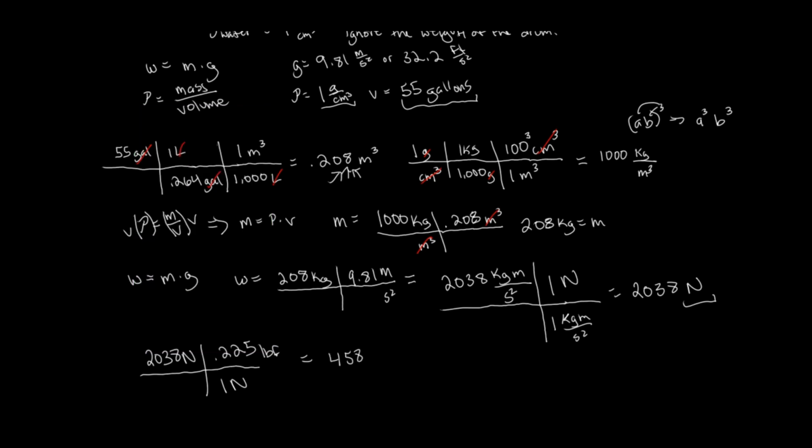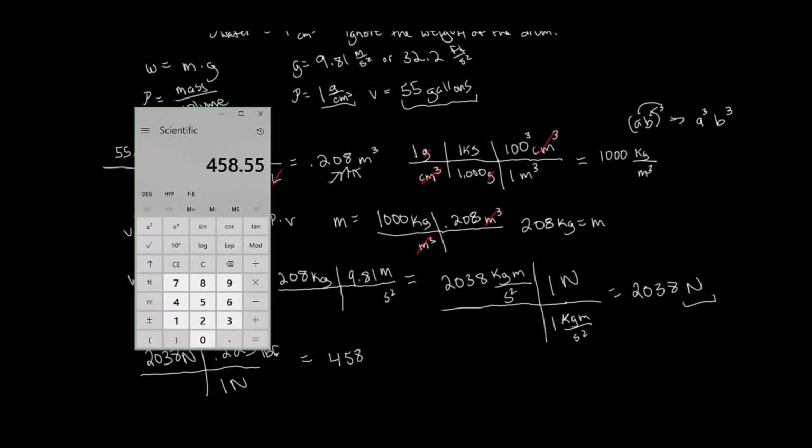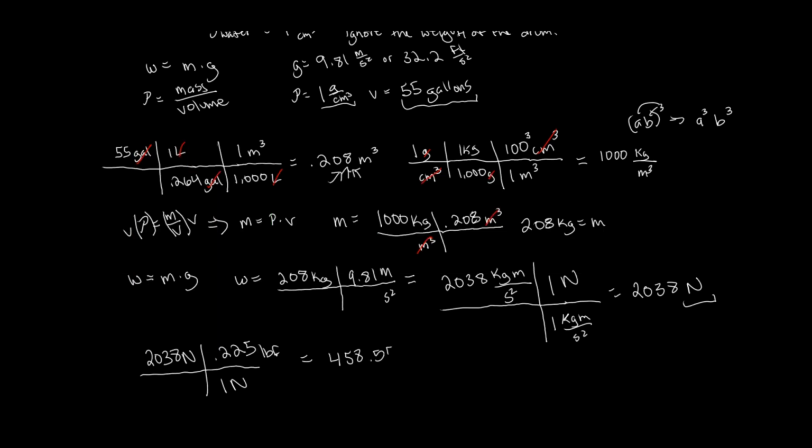458 point, what was it? 458.55 pounds force. Or you could say weight is about 460 pounds force. So just for fun and to check our work, let's go ahead and Google how much does a gallon of water weigh in pounds.